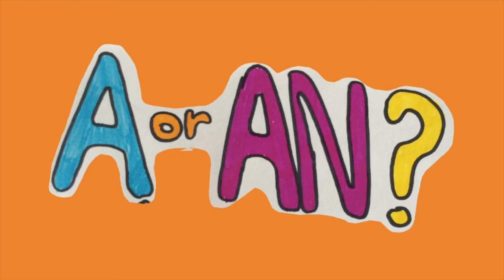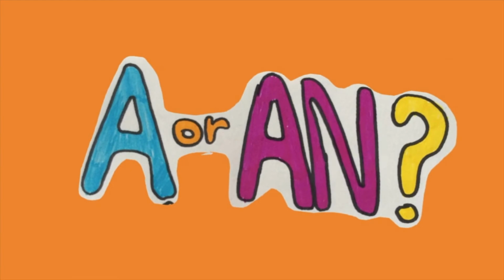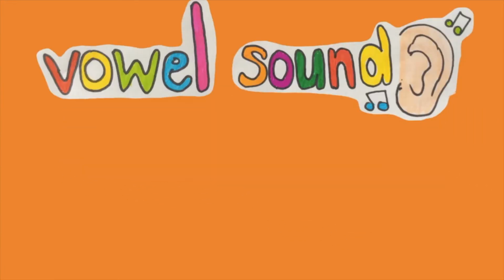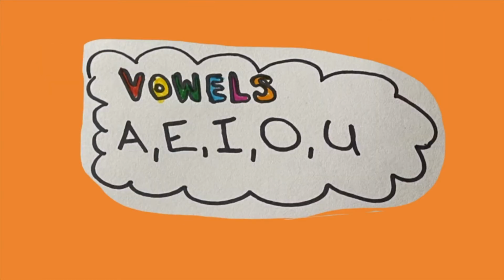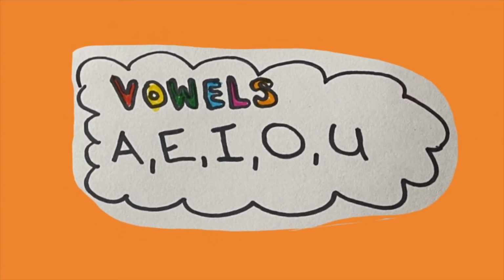How do we know if we use a or an? Well, it depends on the beginning sound of the word you are using. If a word begins with a vowel sound, then we need to use the article an. In case you forgot what vowels are, they are A, E, I, O, U.